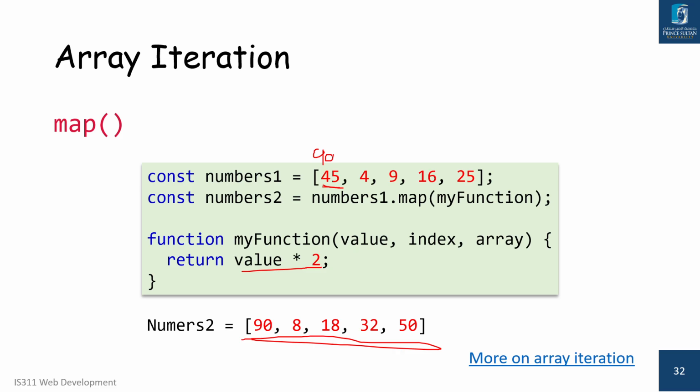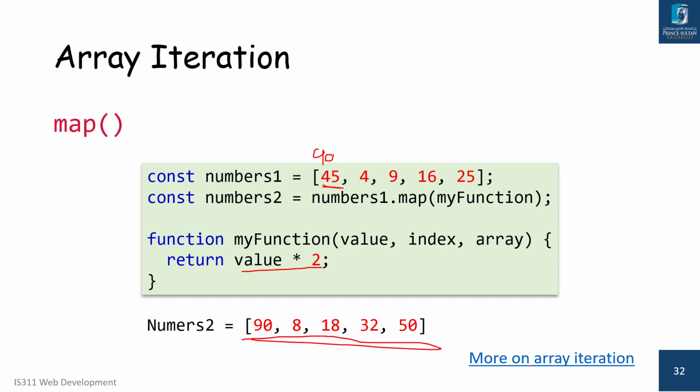So in forEach, we are just processing the elements. We go through, check each element, and perform some calculations or actions on it. But when you say map, it will return an array of the same size, of course with the calculations or processing that we applied on each element. Okay, so this is another array iteration.